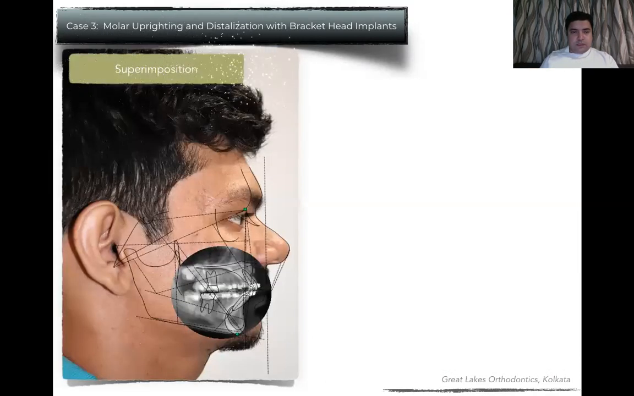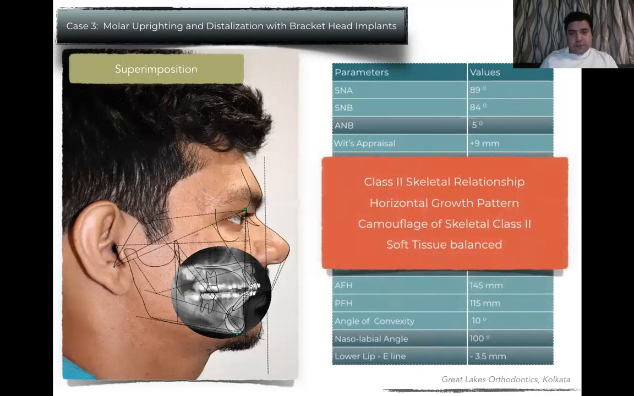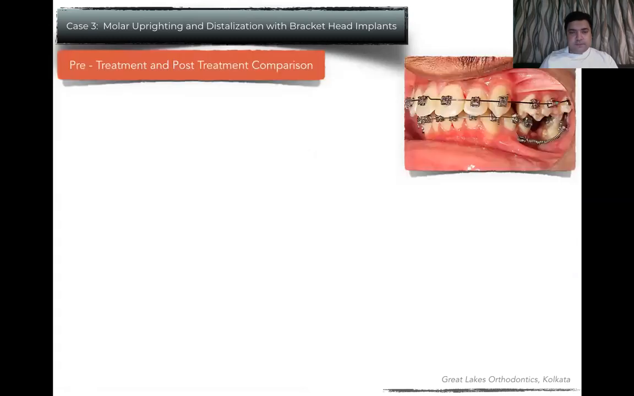So let's go into the numbers, what we achieved. The ANB reduced by about 5 degrees at the end of the day. The upper incisors were seriously retracted, that's a lot of retraction which happened. The lower IMPA did worsen a little bit, very minutely. The FMA was maintained at 13, which is a horizontal growth pattern. But the nasolabial angle and the lower lip to E line show promising improvement. So the end result was still a slight Class 2 relationship with a horizontal growth pattern, but a well camouflaged skeletal Class 2, along with getting all the dentoalveolar corrections into place and a balanced soft tissue profile.